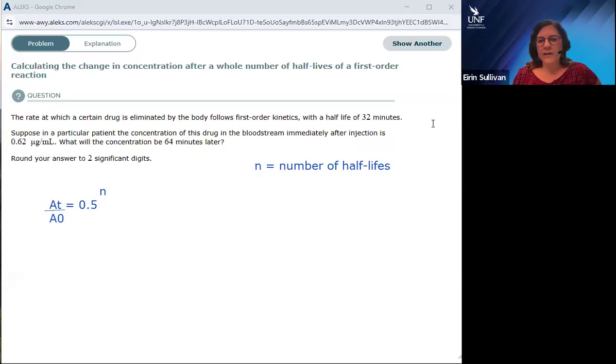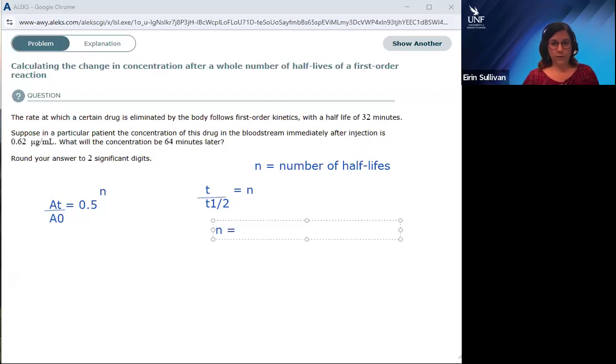I'm overthinking things now. So if n is our number of half-lives, and we know how much time has elapsed and we know what the half-life is, then we can just take the total time and divide it by the time of one half-life to get how many half-lives have elapsed. Given the information we have here, that is exactly what we can do. Our number of half-lives is the total amount of time elapsed, which was 64 minutes, divided by the time of one half-life, which is 32 minutes, and 64 divided by 32 is going to equal 2.